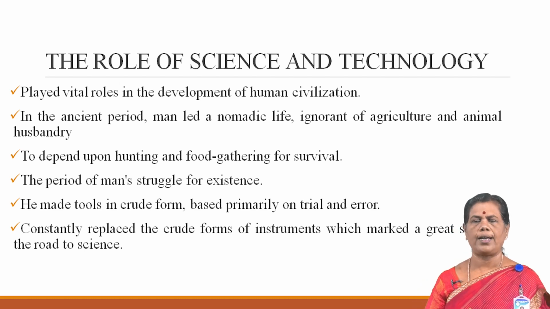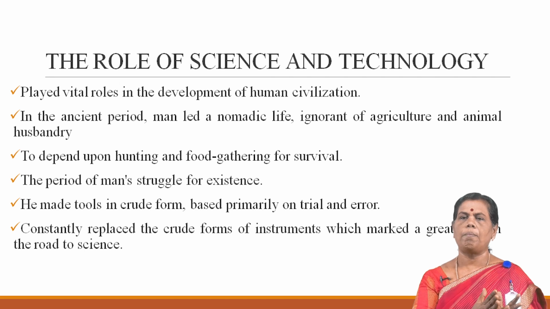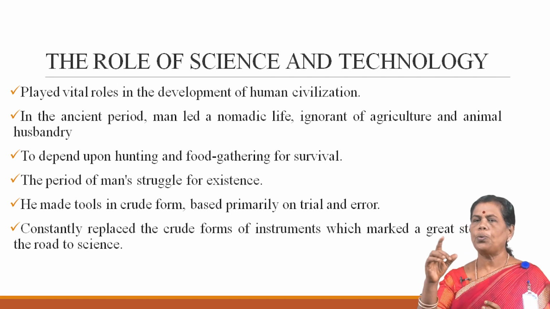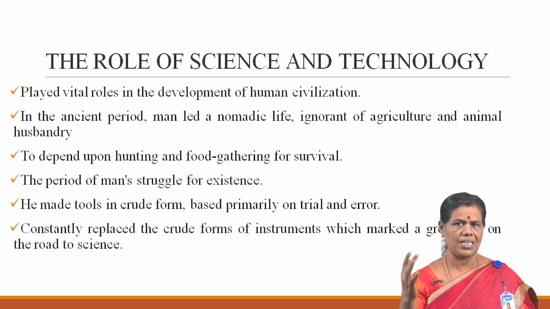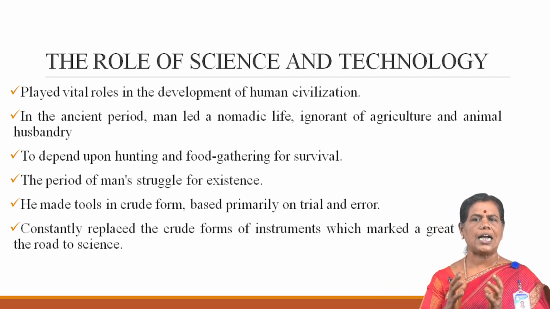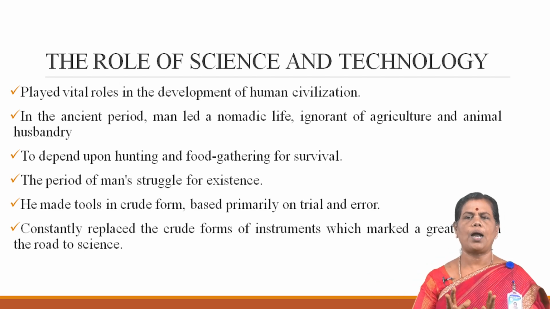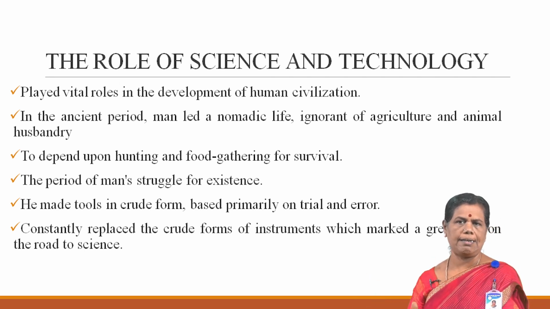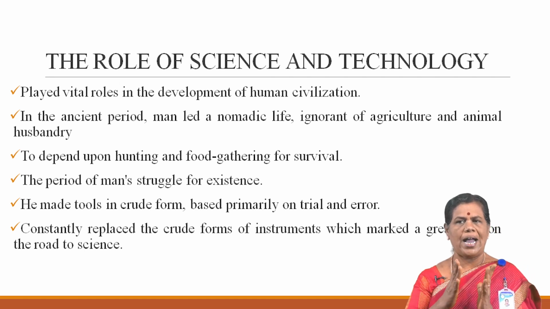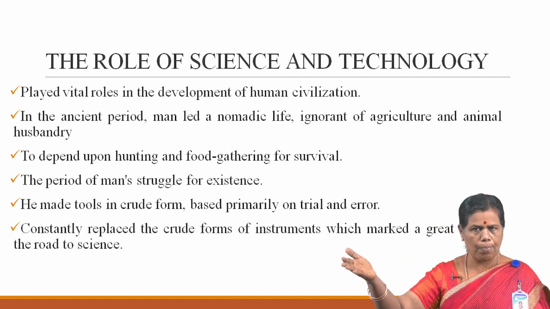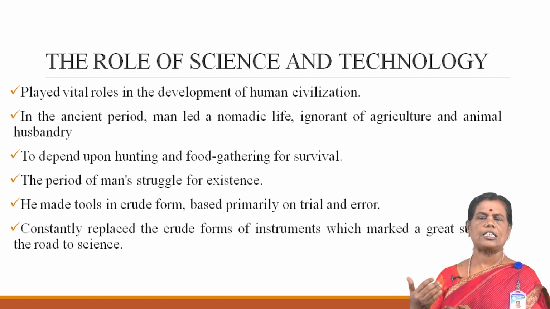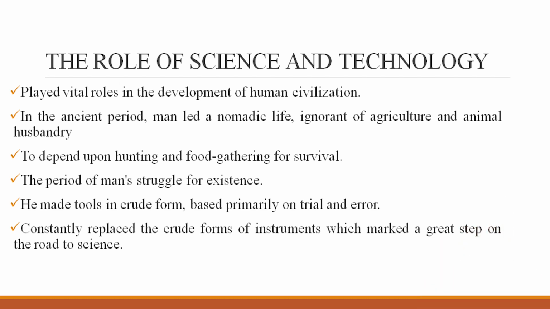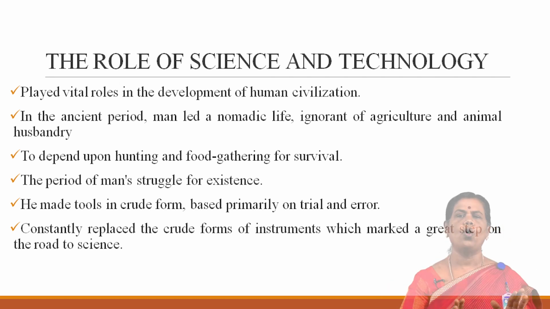After the discovery of fire and wheel, once he was a food gatherer, but due to the observance of facts in the surrounding environment, he changed into a food producer. So this was a period of man's struggle for existence. In that surrounding atmosphere, he made tools in crude form, based primarily on trial and error. Constantly, by these experiments and experiences, he replaced the crude forms of instruments, which marked a great step on the road to science.